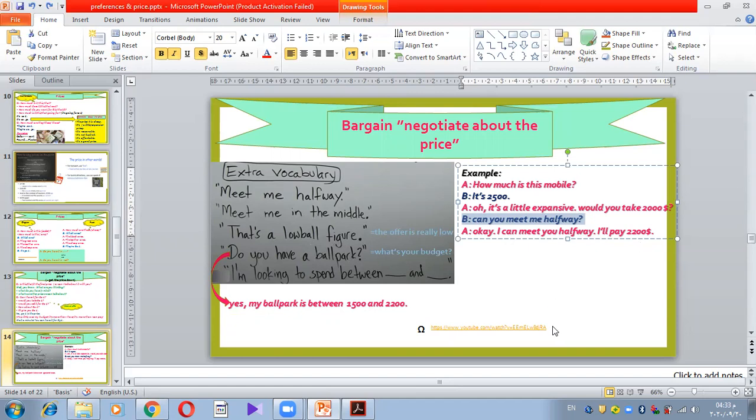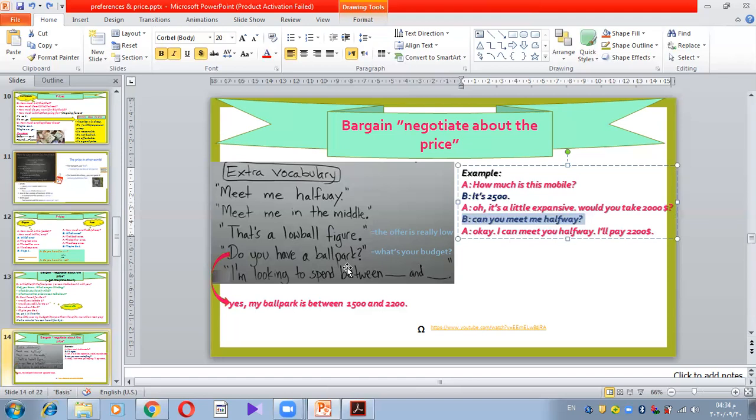Again, guys, these are some other expressions that we can use when we are bargaining or negotiating about prices. Meet me halfway means what? Meet me in the middle. That's a low ball figure. It means the number that you say, for example, the 2,000, it's really low. Do you have a ballpark? It means what's your budget.